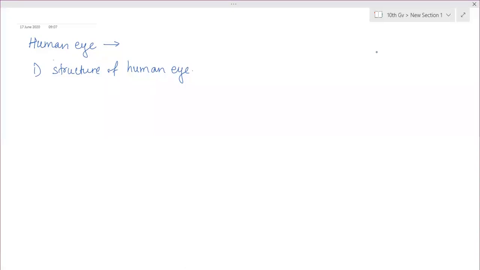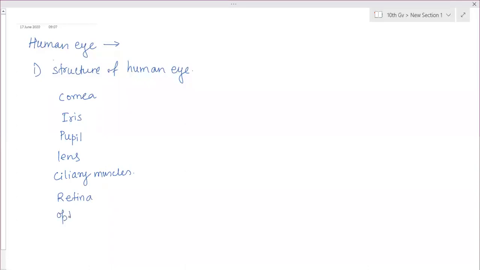Structure of human eye. In that, different parts you have learned. First one is cornea, iris, pupil, lens, ciliary muscles, then retina, optic nerve, and blind spot.